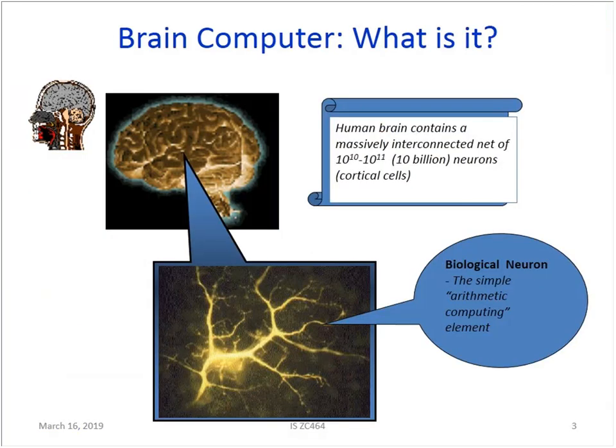So, what is the brain computer? The name itself is an illustration that the brain processes a large amount of information and data. The human brain contains a massively interconnected net of about 10 billion neurons. The biological neuron is a simple arithmetic computing element. It works on the basis of the total weighted sum of the information received by each neuron in humans.